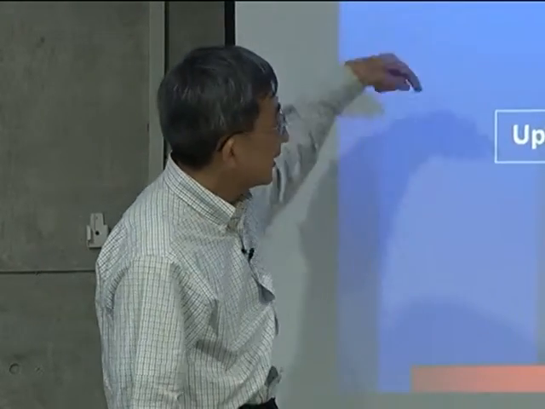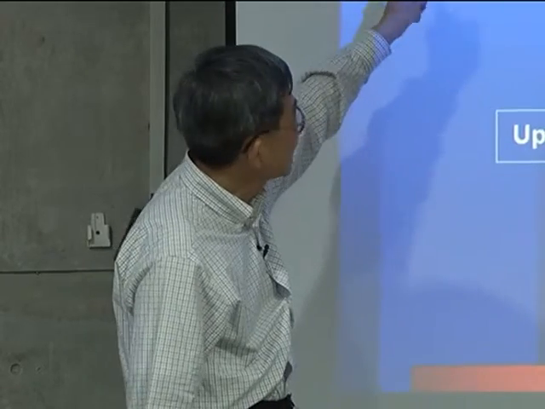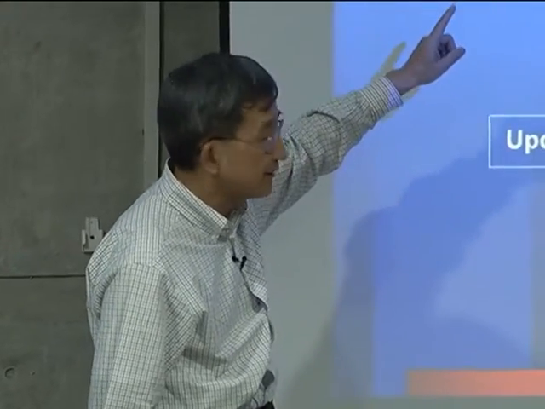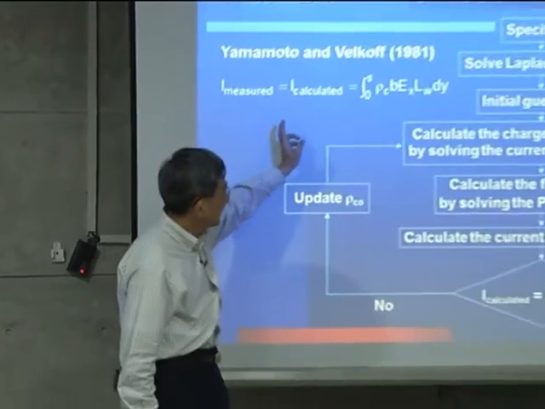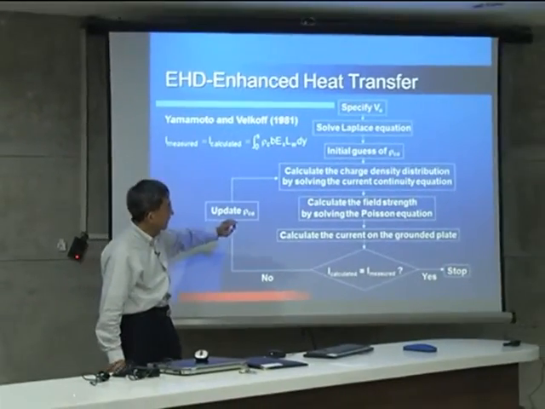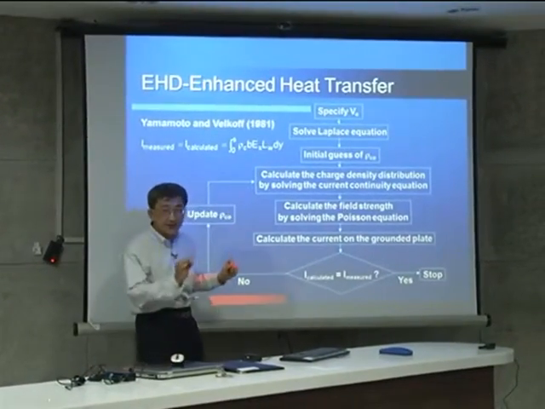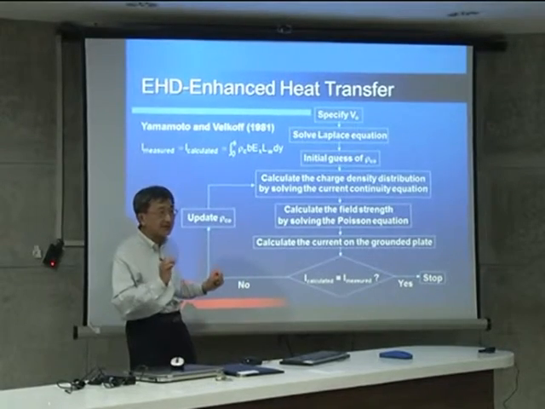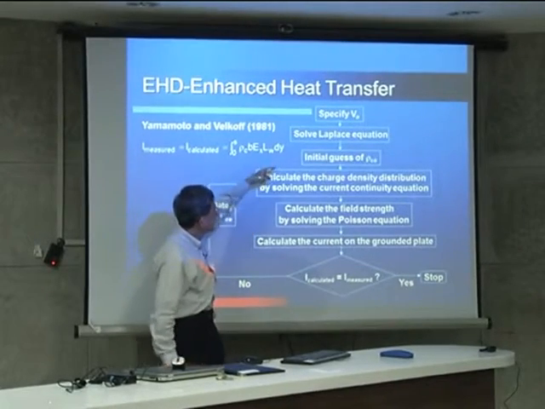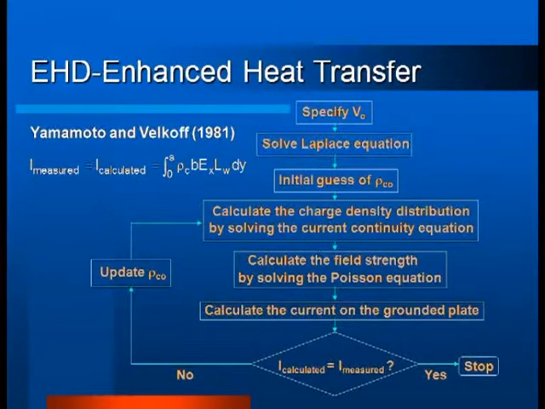And so because of that, we abandon the commercial package. So we use the mechanism proposed by Yamamoto and Volkov. In this case, what we do is we let the experiment data guide us. So what we do is start from the beginning.